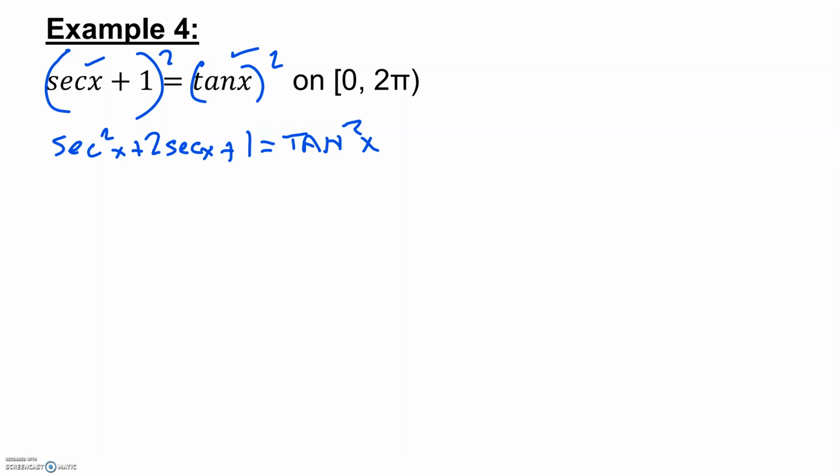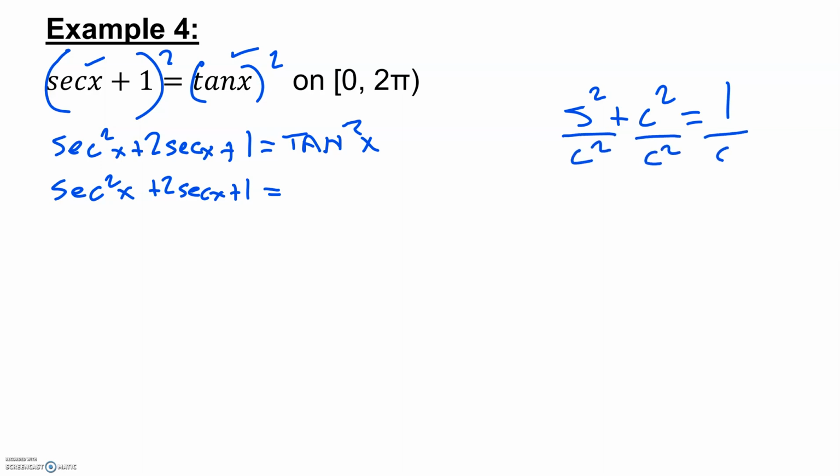And I think I'm going to rewrite everything in terms of secant, right? Like we know that tangent squared, right? We know that sine squared plus cosine squared is equal to 1. And tangent squared we would get dividing everything by cosine squared, right? So we know that tangent squared of x plus 1 is equal to secant squared of x. So we could change this tangent squared to be secant squared of x minus 1.